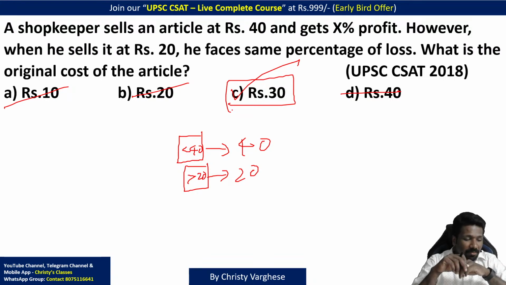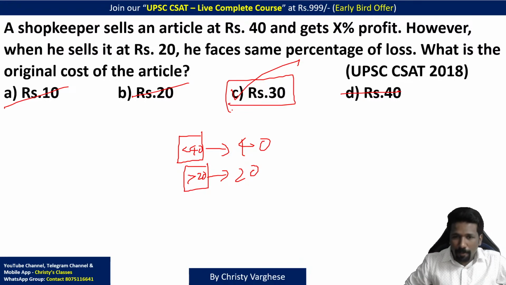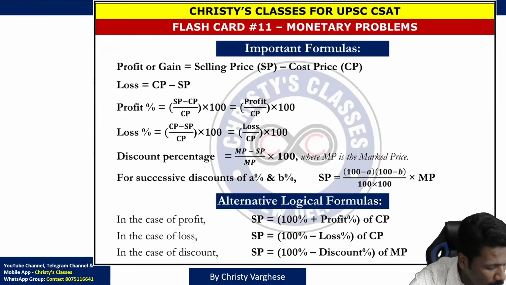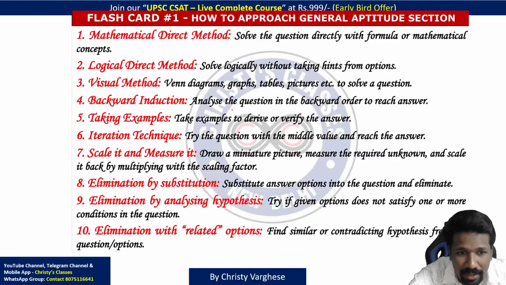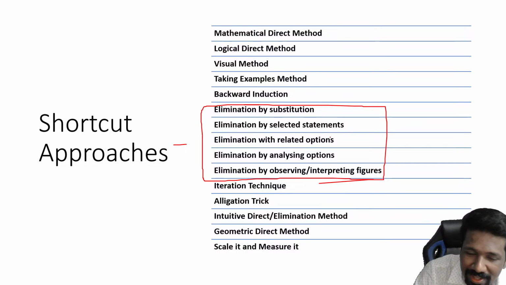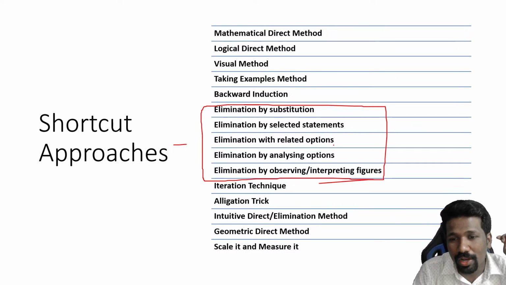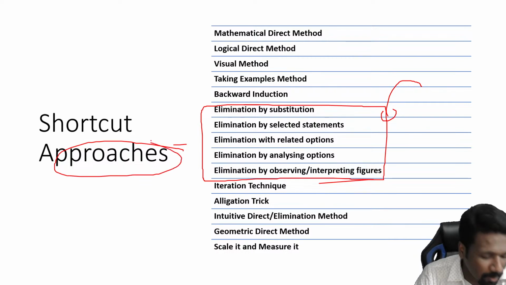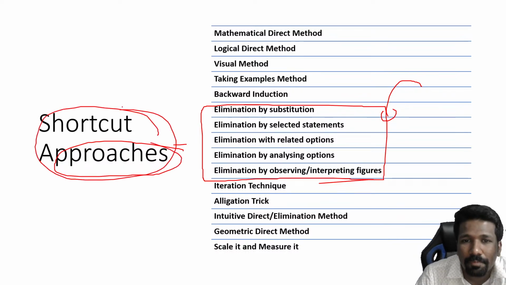You have to be flexible with the methods. As I told in one of the previous classes, this is like a war. In a war, the more weapons you have and the better you know when to use which weapon, the better chance you have to win the war. UPSC CSAT or any other aptitude test is also the same, like a war. You have to be flexible with the tools or weapons you have. These are the tools or weapons you should have.